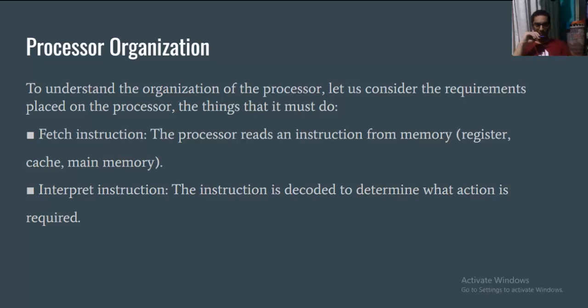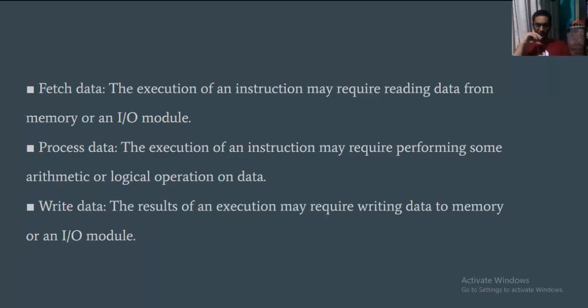Let us consider the requirements placed on the processor, the things it must do. Fetch instruction: the processor reads an instruction from memory, register, cache, or main memory. Interpret instruction: the instruction is decoded to determine what action is required. Fetch data: the execution of an instruction may require reading data from memory or an I/O module.